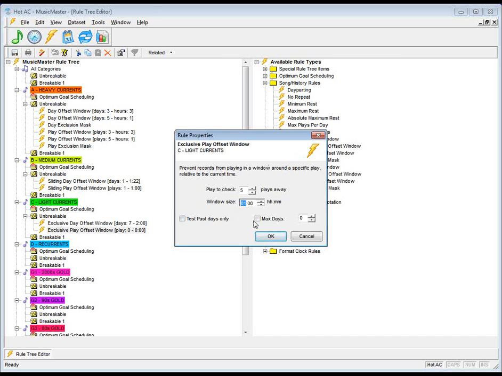Again, with your play windows, you can tell it to have a maximum day cutoff, and you can tell any of these rules to test in the past only.